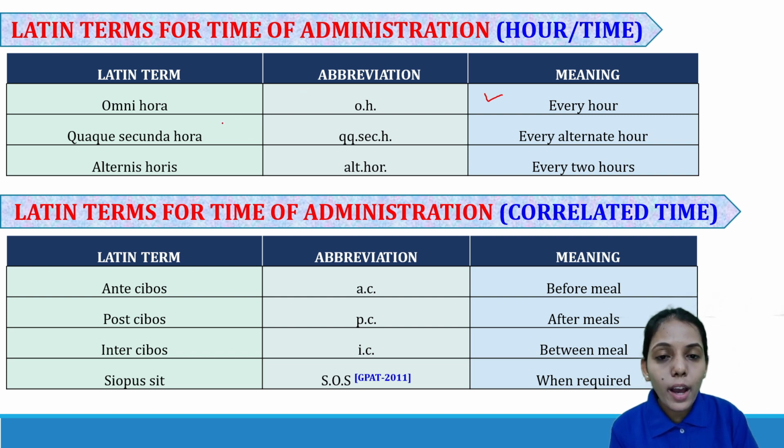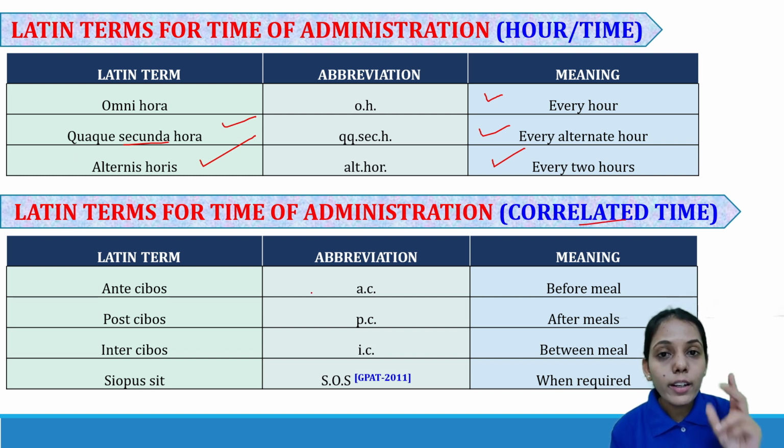Quaque secunda hora, that means every alternate hour. Secunda indicates alternate. Alternis horis, so that is every 2 hours. Latin terms for time of administration are correlated to time.